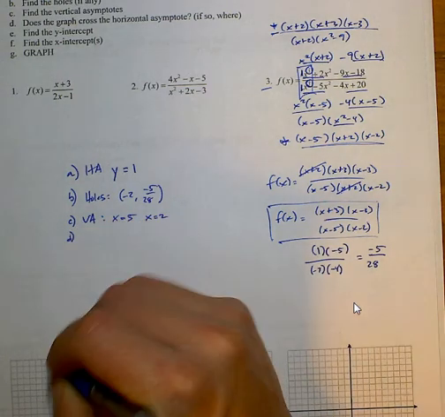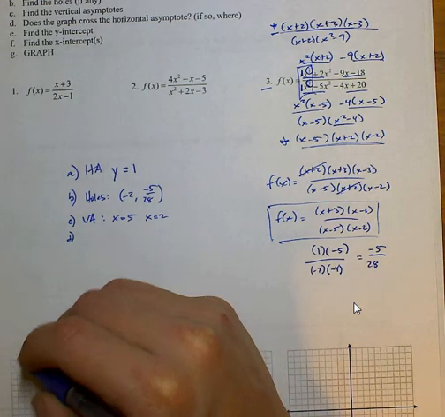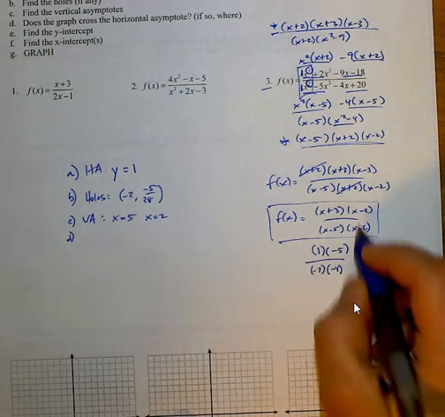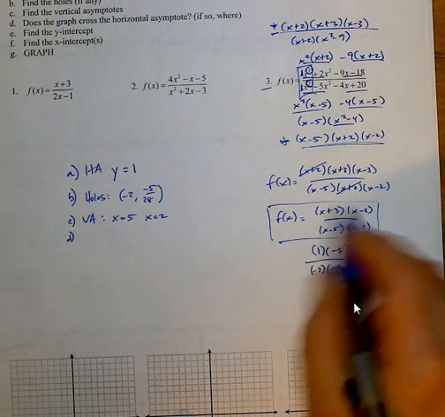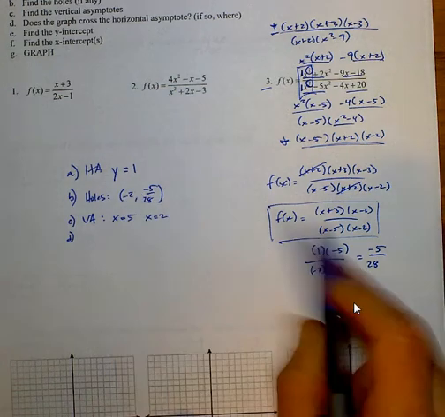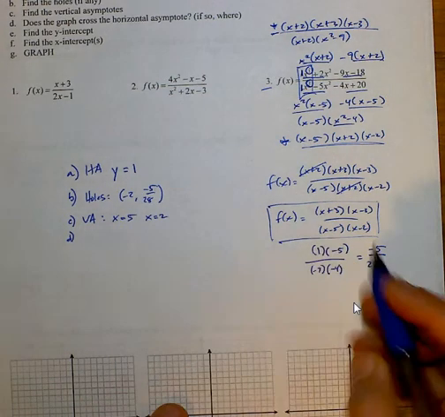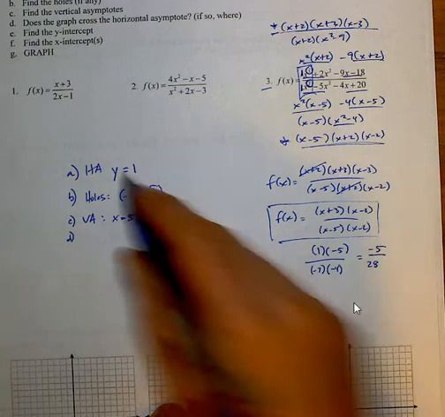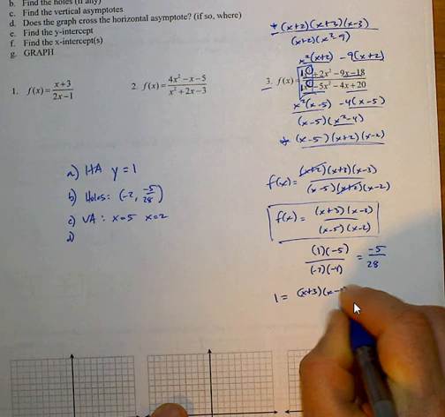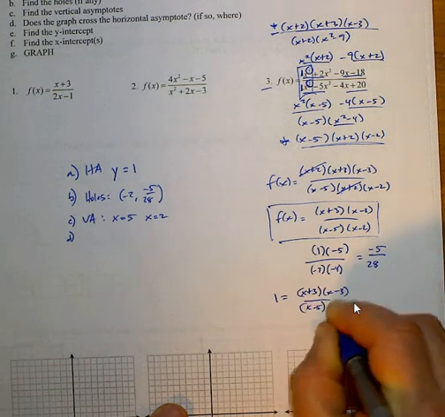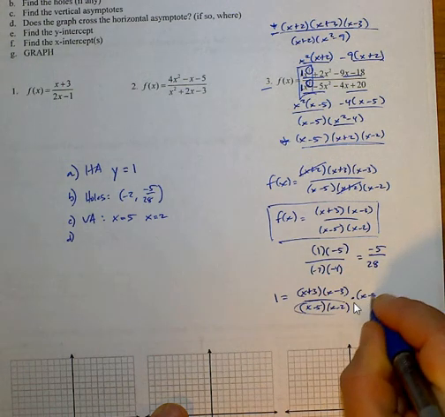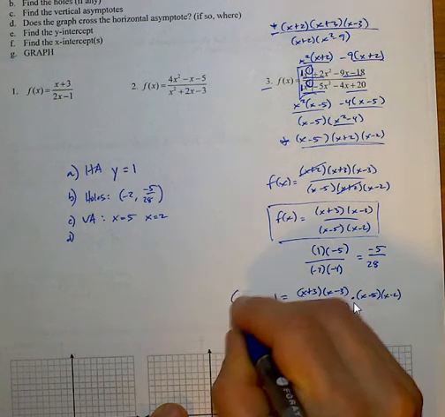Part D says, does the graph cross the horizontal asymptotes? We're going back to the horizontal asymptote where y equals 1, and we want to see if this simplified expression, or this simplified equation, crosses at 1. So I want to see if this touches this when I set them equal to each other. So I'm going to say 1 equals this simplified version of my function. Well, to solve this, I'm going to multiply by x minus 5, x minus 2 on both sides.